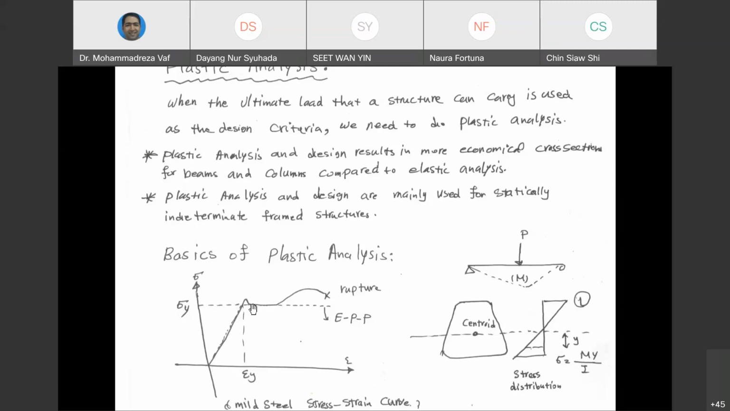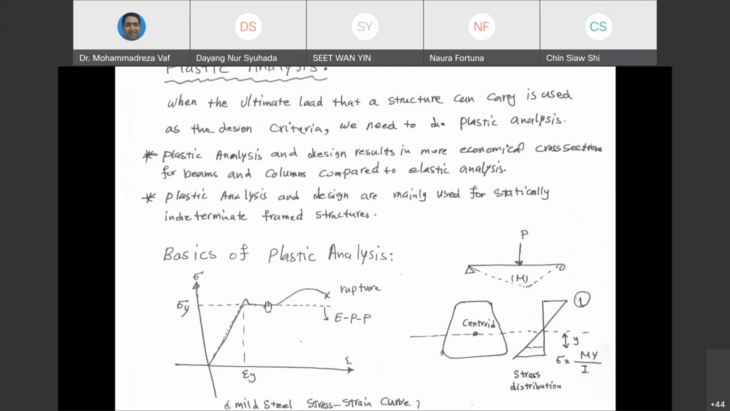This is why plastic analysis was developed, because if you use plastic analysis, your cross sections are going to have a much smaller size, because we are using a higher stress in the design compared to the elastic analysis, which is always a coefficient of your yield stress, 60% to 70%, for example.